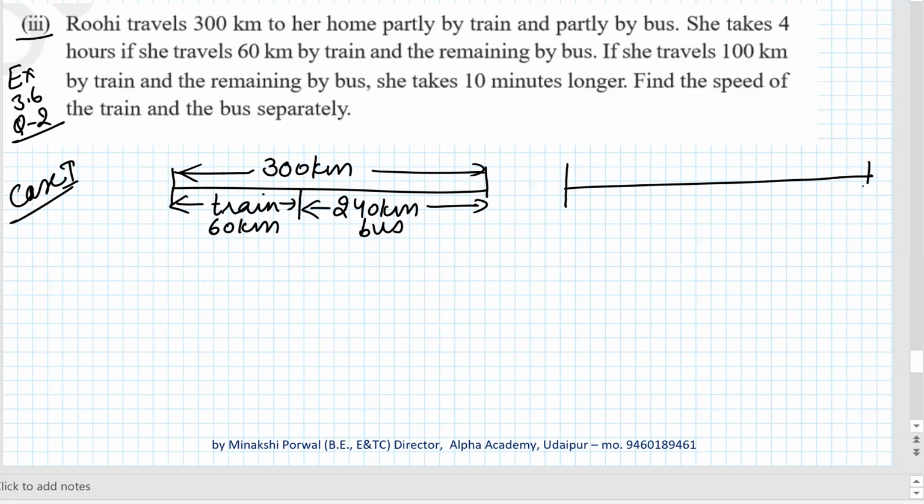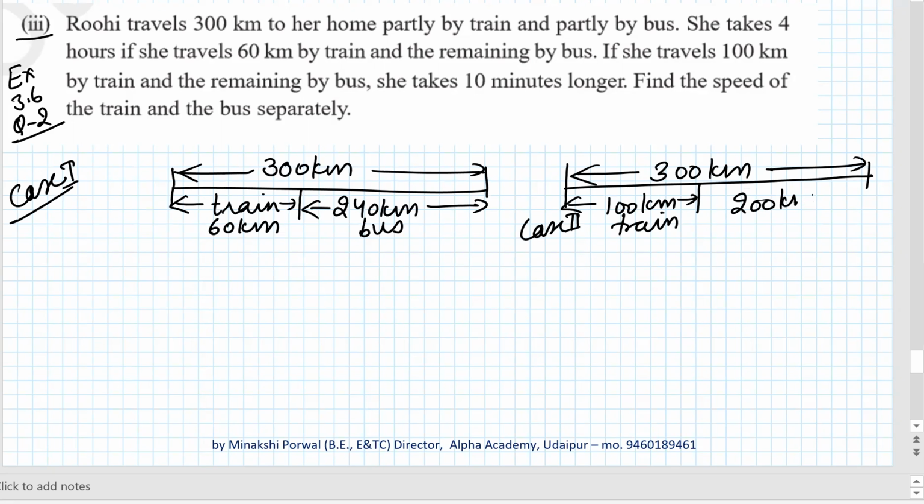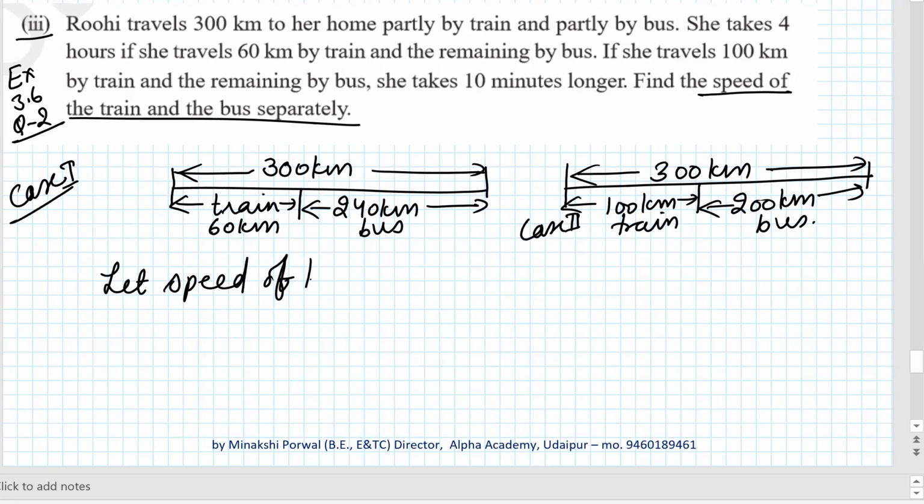In case 2, distance is same only, 300 kilometers. 100 kilometers are covered by train and remaining, that means 200 kilometers by bus. Okay. So find the speed of train and bus separately. Let speed of train equals x and speed of bus equals y kilometers per hour.